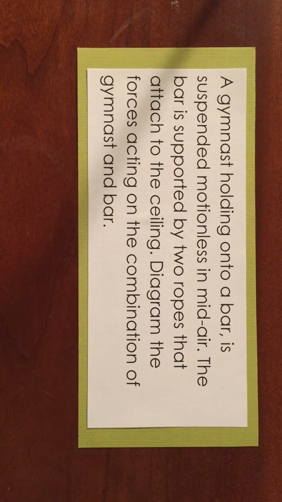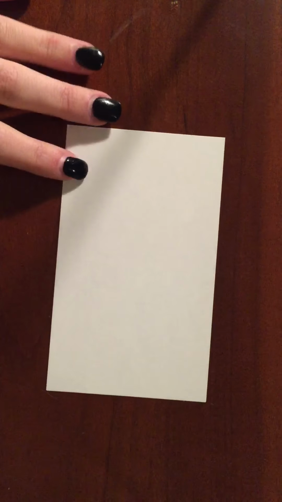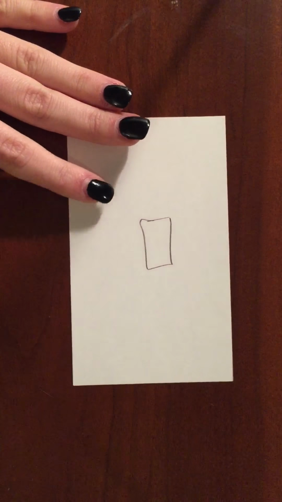Diagram the forces acting on the combination of the gymnast and the bar. So this time our object is a combination of the gymnast and the bar. That doesn't make it any different. We can just say our object is a lot bigger.